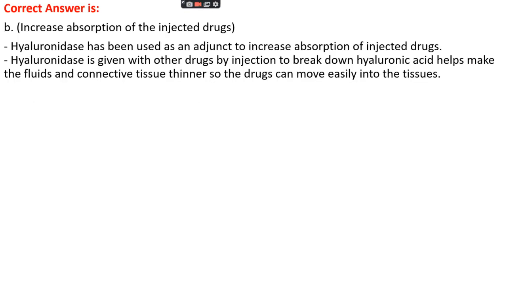Okay. Hyaluronidase is an enzyme which is mainly used as an adjunct in order to increase the absorption of the injected drugs. Given with other drugs by injection, it breaks down hyaluronic acid, which helps to make the fluid and connective tissue thinner, so that the drugs can move easily into the tissue, so it helps to increase the absorption of the drugs.